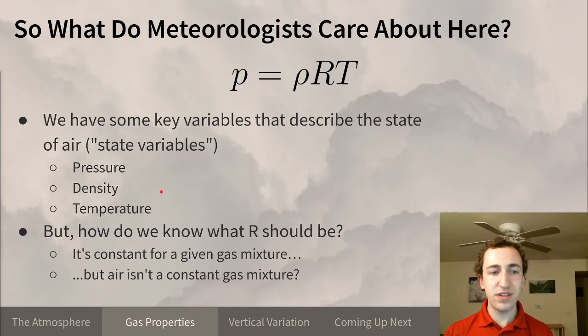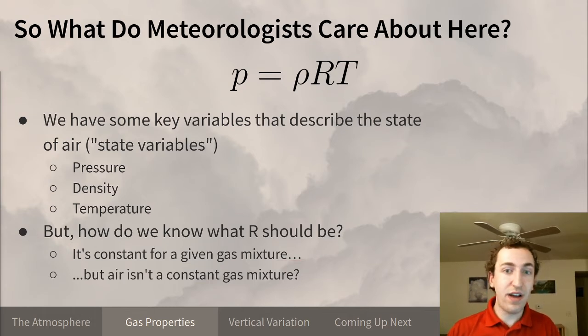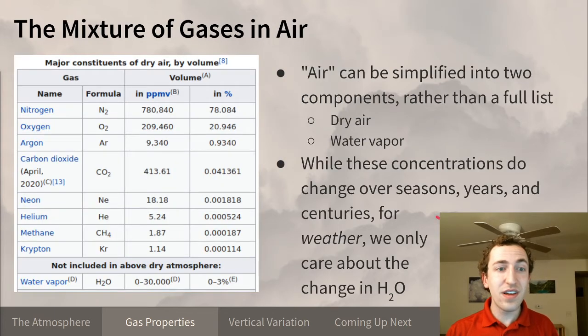We have pressure, density, and temperature. But again, I was saying about that gas constant, it depends on your mixture of gases. It's the weighted average of all the individual components. So it's a constant, of course, if you have a constant gas. But that air in the atmosphere isn't a constant gas mixture. We have some changes. So we have to talk in a little bit more detail about what the gas mixture of air actually is. And so that brings us to this slide.